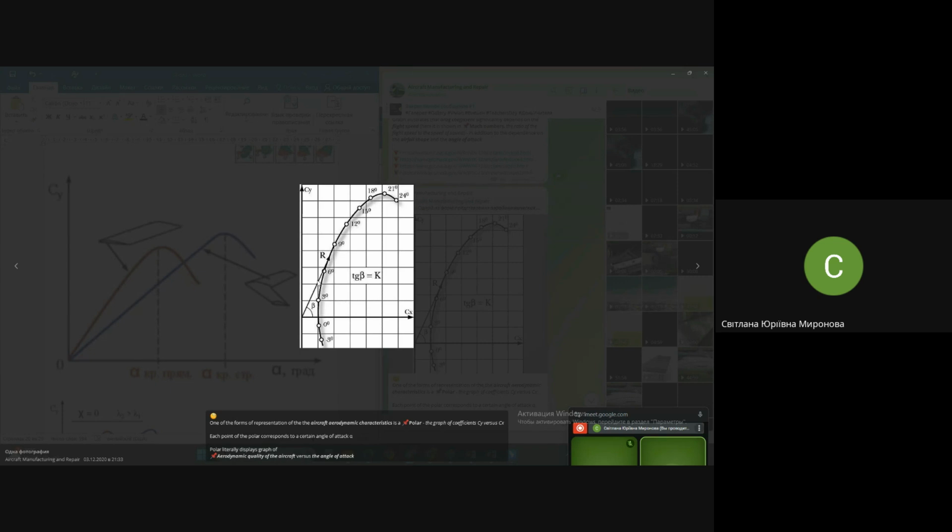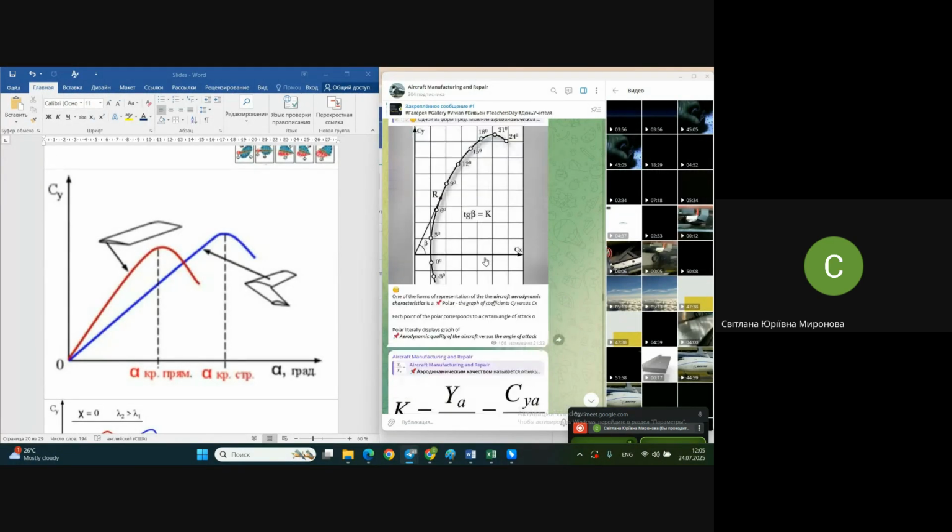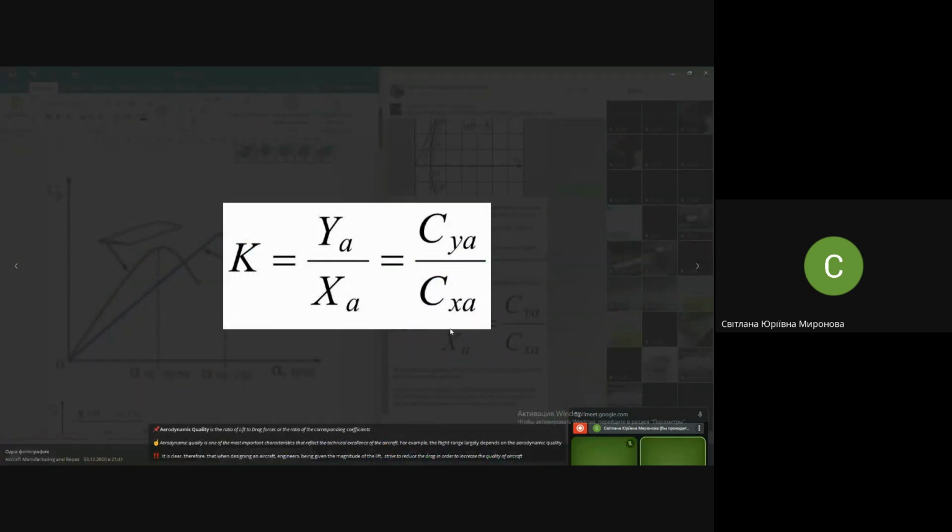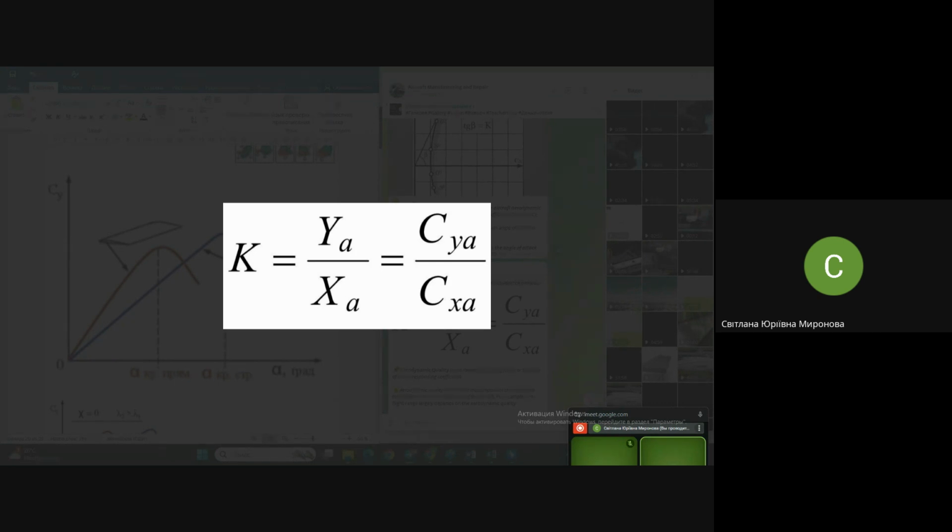Draw the tangent line, and where you have the point of intersection of this polar with the tangent line, from zero of course, it will be the most effective angle of attack with maximum speed, maximum lift, and drag will be optimum at this regime. And what it looks like is the so-called aerodynamical quality of the aircraft and of the airfoil.